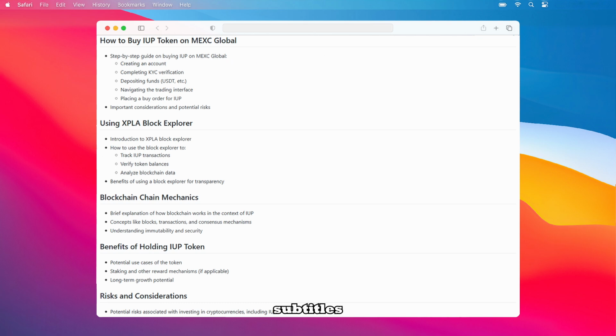Take a look at using the XBLA Block Explorer. We'll start with an introduction to what the XBLA Block Explorer is and how it works. Then we'll dive into the specifics of how you can use it to track IUP transactions, allowing you to follow the flow of the IUP token.